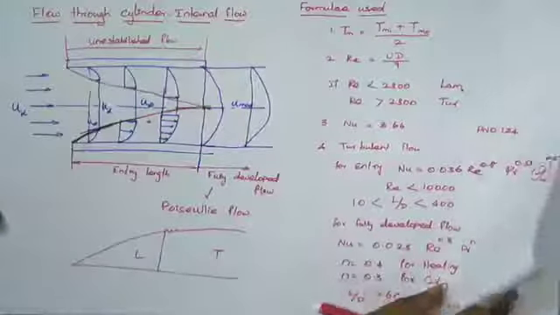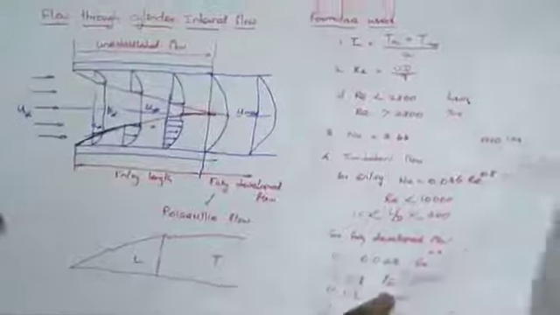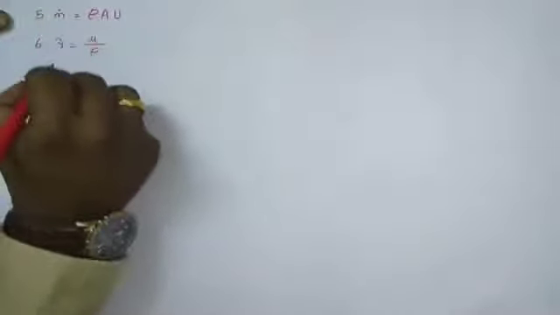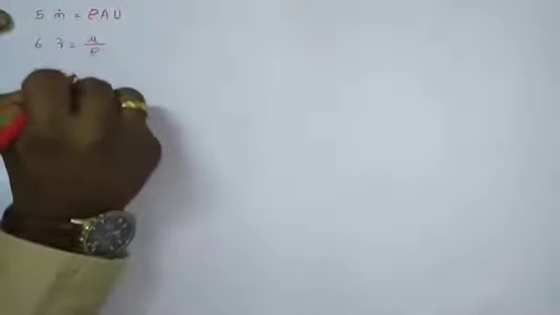So the fifth formula given for solving these types of problems is mass flow rate, m dot equal to rho A u. So density into area into velocity. The sixth one is kinematic viscosity, nu equal to mu by rho. The seventh formula is the equivalent diameter.